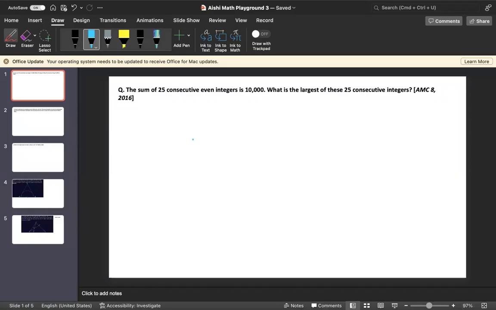Our first question is, the sum of 25 consecutive even integers is 10,000. What is the largest of these 25 consecutive integers? Okay, so this should be easy. We're going to divide 10,000 by 25, so we can find the middle term, which is 400.